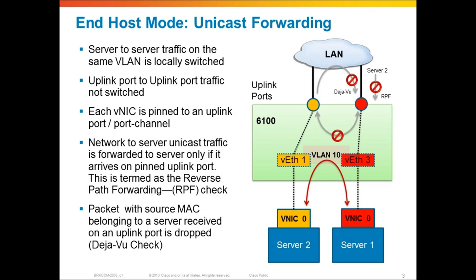Another thing that happens is called a deja vu check. And if a packet arrives on an uplink that is from a server inside of UCS, such as if something was transmitted by server 2 out the orange uplink, and for some reason it came through the LAN and back down onto the red uplink, the 6100 will look at that packet and say, wait a minute, this came from server 2, it shouldn't be coming in on an uplink here, so I'm just going to discard and drop that packet.